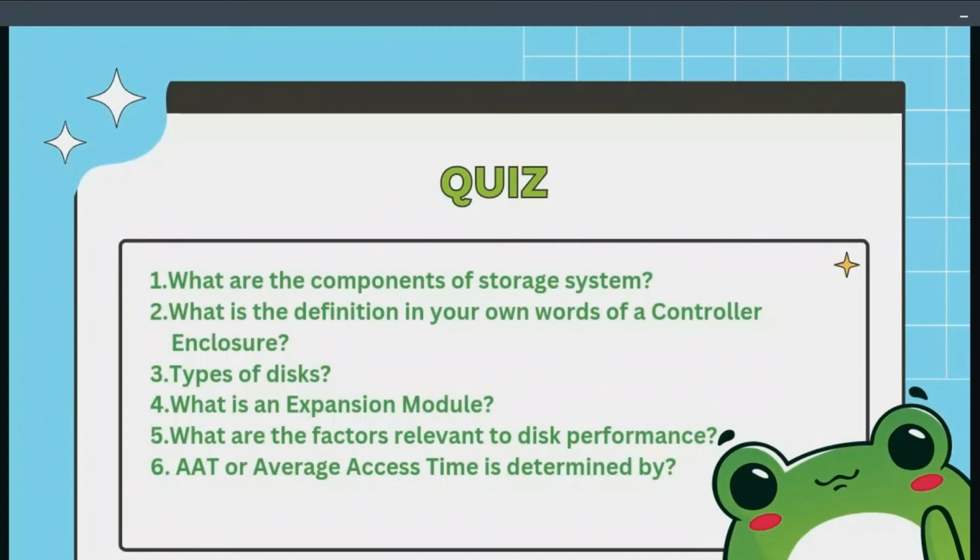Number 1. What are the components of storage system? What is the definition in your own words of a controller enclosure? Types of disk. What is an expansion module? What are the factors relevant to disk performance? And AAT or average access time is determined by.